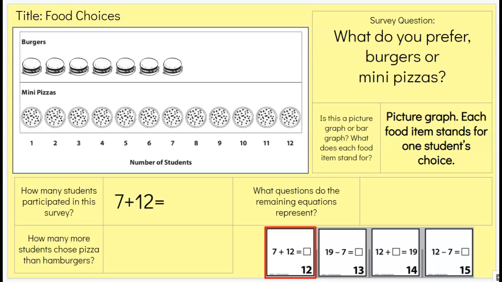Now, if you were thinking, this is the correct equation because it shows us the 7 students that chose burgers plus the 12 students that chose mini pizzas to give us one answer for the total. That's good thinking. Use your strategies on your whiteboards to solve this equation.